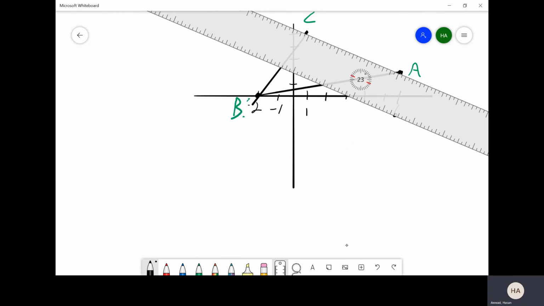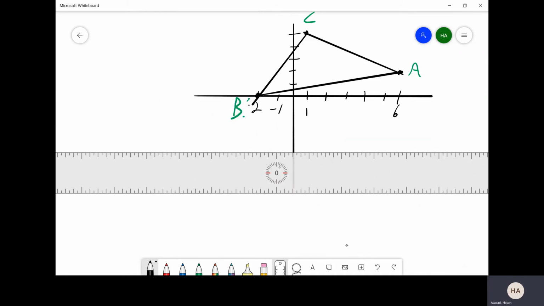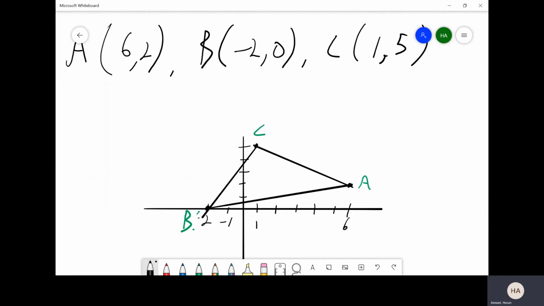All right, and there we go. Okay, great. So we now have our triangle made, right? Now what we have to do is, given the vertices that we had, so again, writing this one more time: this is (6, 2) here, this is (1, 5), and over here is (-2, 0).